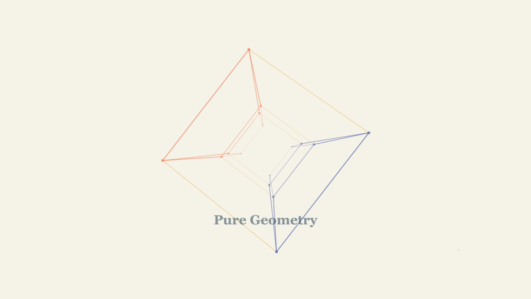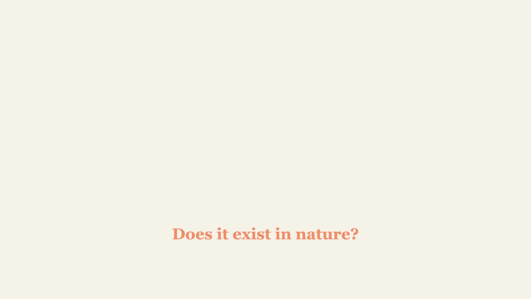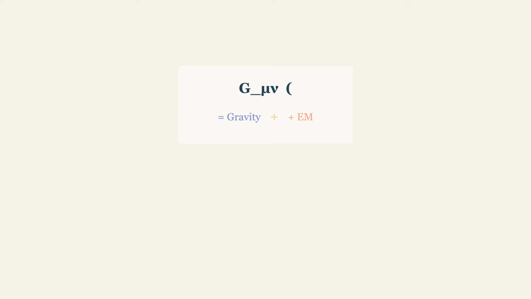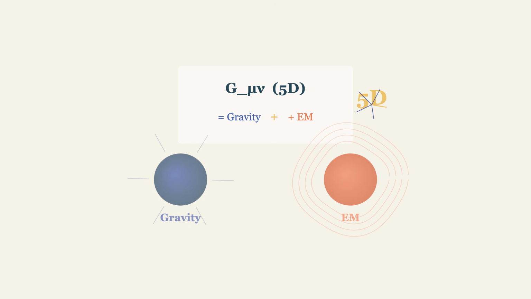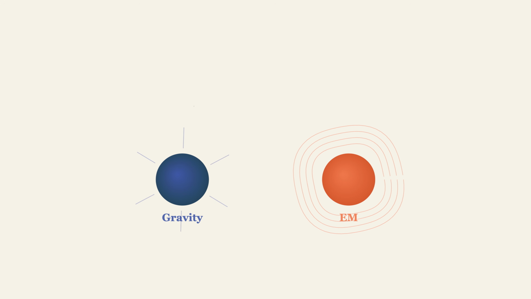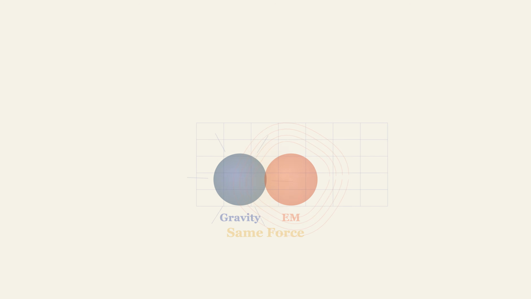So far, we've talked about the 4th spatial dimension as pure geometry. But does it exist in nature? The answer is probably yes, but small. In 1921, Theodore Kaluza sent a paper to Einstein proposing something remarkable. If you write the equations of general relativity in 5 dimensions, 4 of space plus 1 of time, electromagnetism naturally appears. Gravity and electricity become the same force, just seen from different angles in a higher dimensional space.